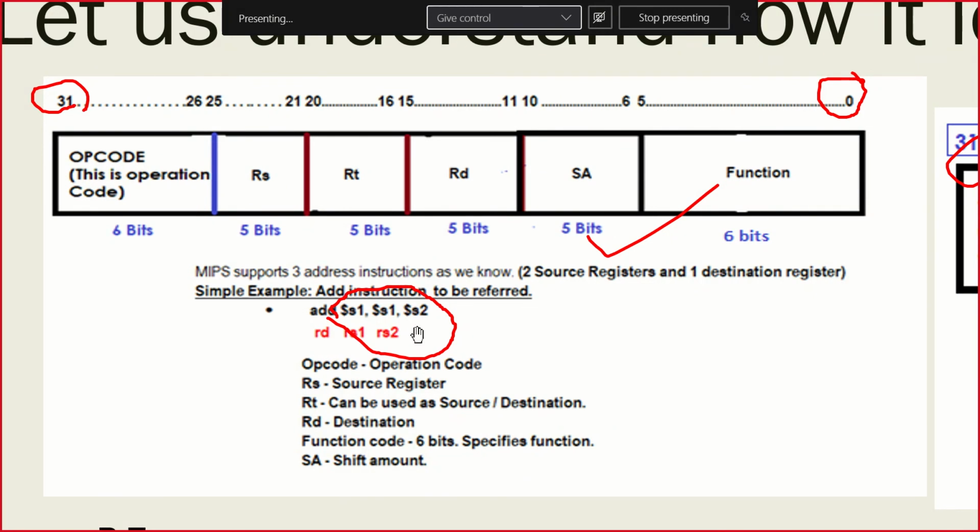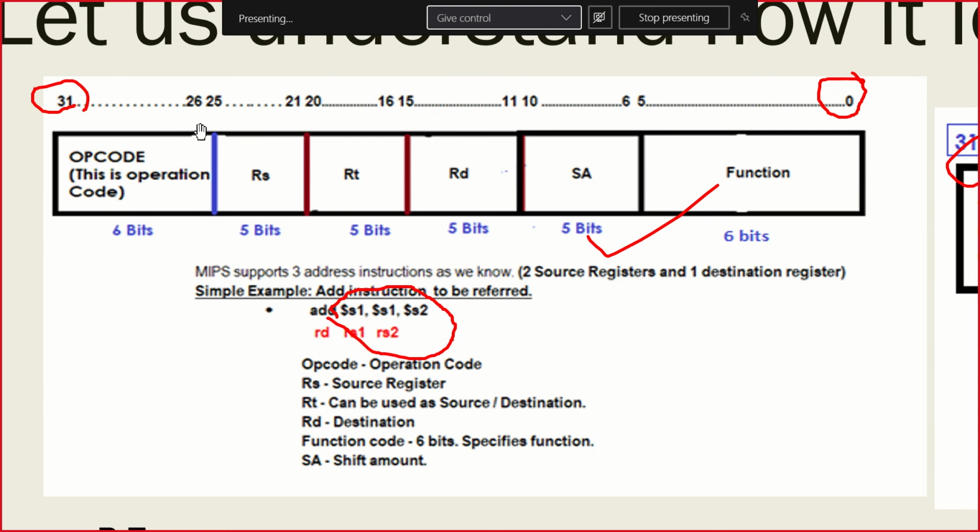Right? Now, when you write it, how do you write it, sir? It is RD followed by RS and RT. First register is your destination register. The second one is your source 1. Third one is your source 2. RD followed by source 1 followed by source 2.